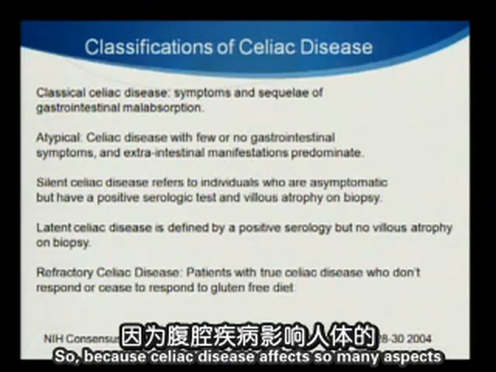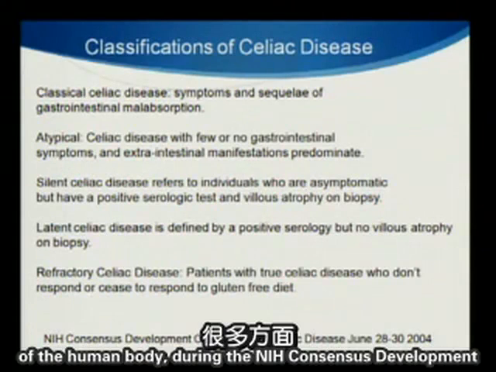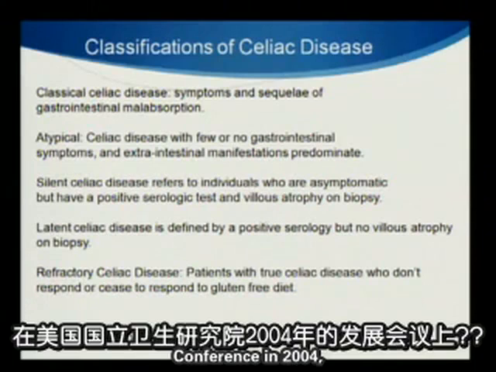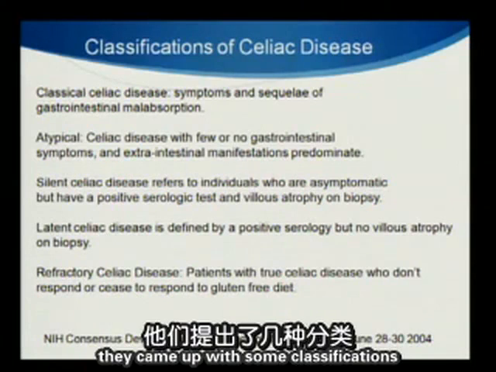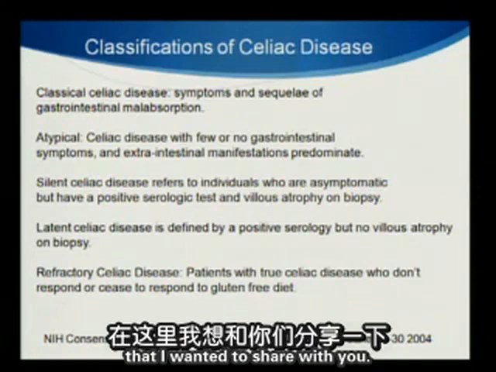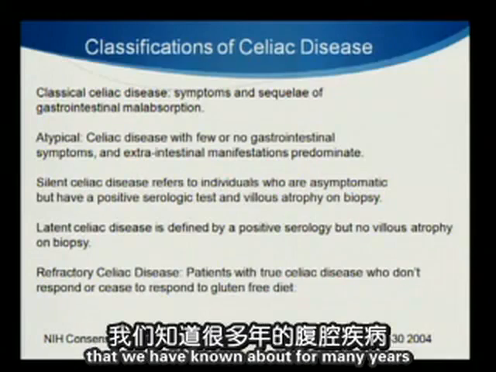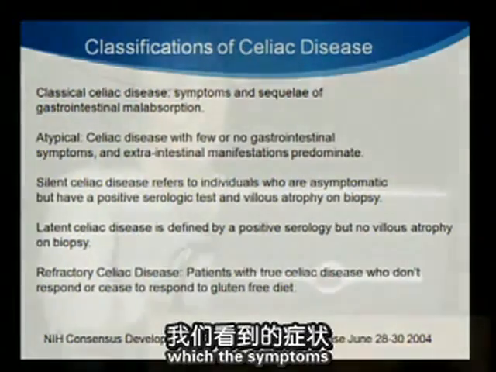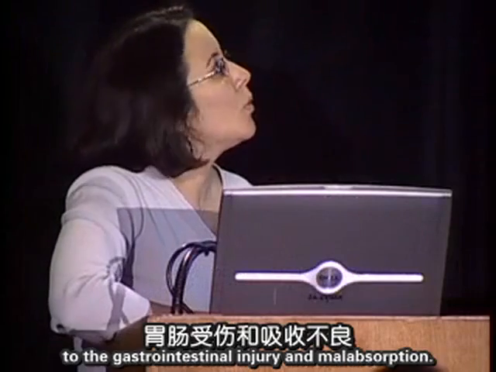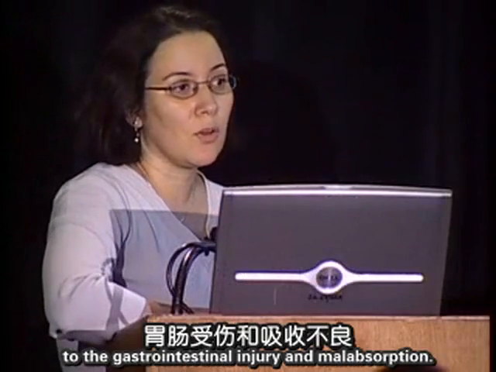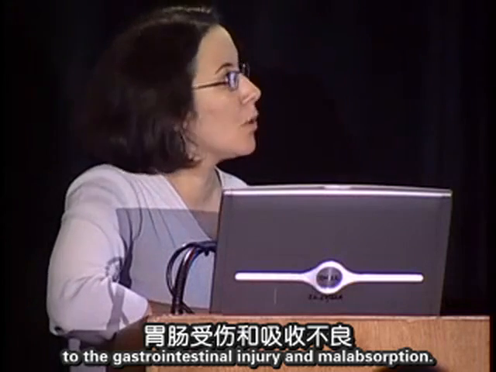Because celiac disease affects so many aspects of the human body, during the NIH Consensus Development Conference in 2004, they came up with some classifications that I wanted to share with you. Classical celiac disease is celiac disease that we've known about for many years, where the symptoms that we see are attributed to the gastrointestinal injury and malabsorption.